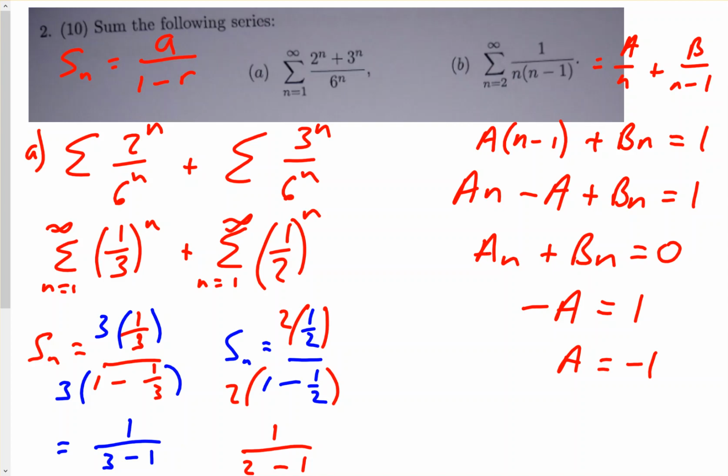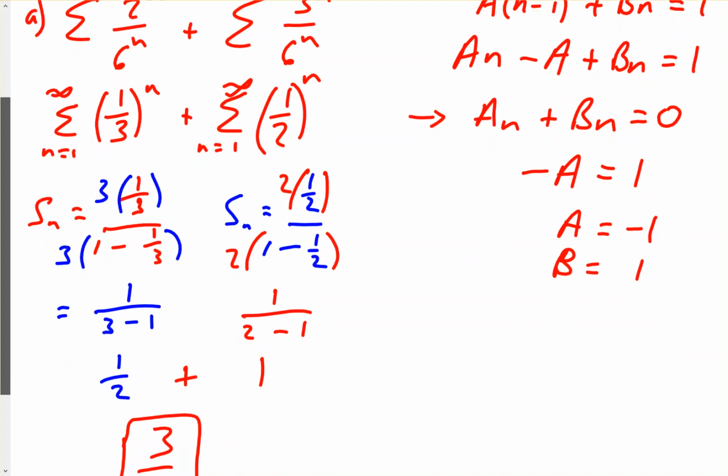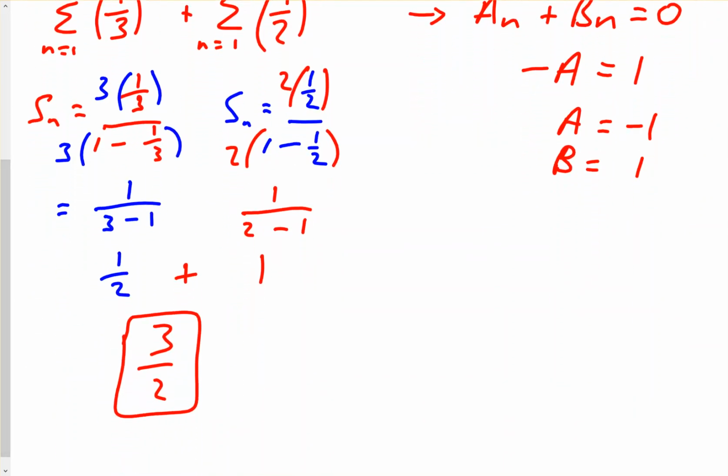So if a equals negative 1, and we look at this statement up here, if a is negative 1, that means b has to be positive 1. Okay, so that means we have a series, summation n equals 2 to infinity, and we could write this as 1 over n minus 1 minus 1 over n.